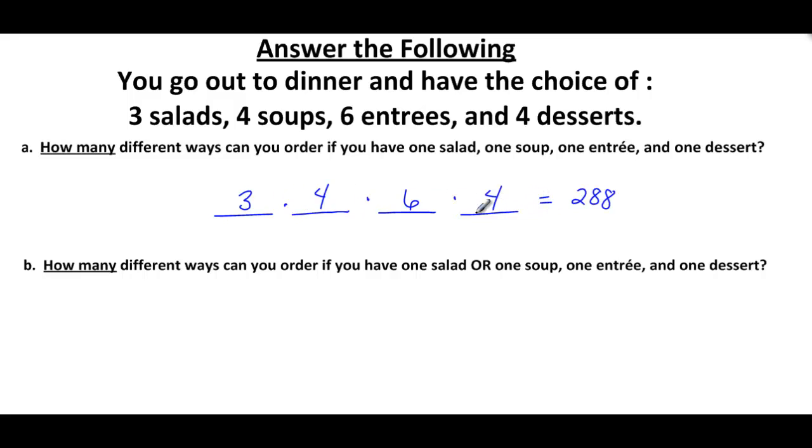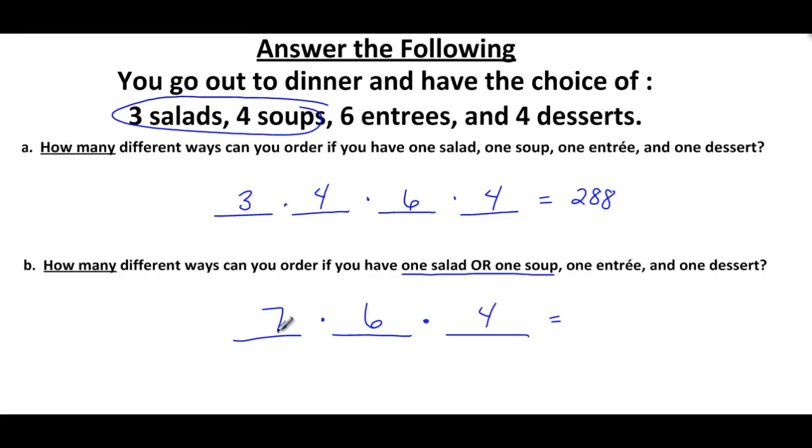B says, how many different ways can you order if you have 1 salad or soup? And lots of places say soup or salad, not soup and salad. So let's think about this. Now I'm making 3 decisions. I'm deciding what soup or salad do I want, what entree, and what dessert. The entree and the dessert didn't change, but 1 salad or 1 soup. So now I have to choose 1 out of how many? If I look, there are 7 options, so I'm going to put a 7 here. 7 times 6 times 4 is 168. So if I only get 1 soup or salad, I'm going to have 168 different ways that I can order these 3 items.